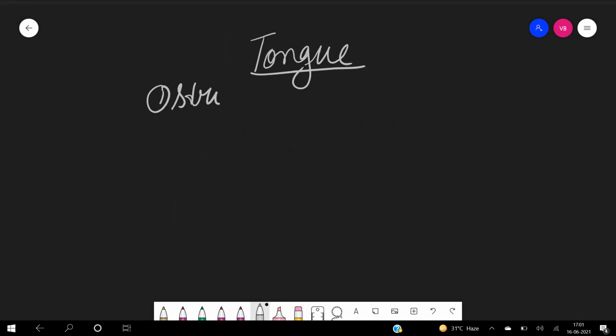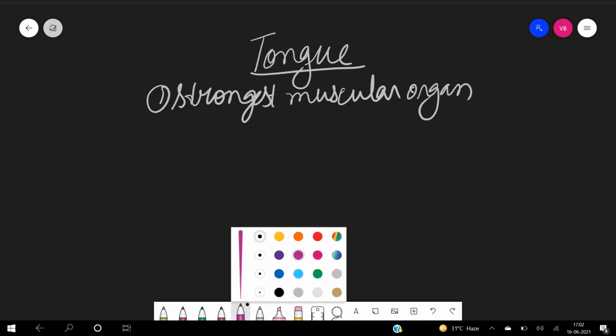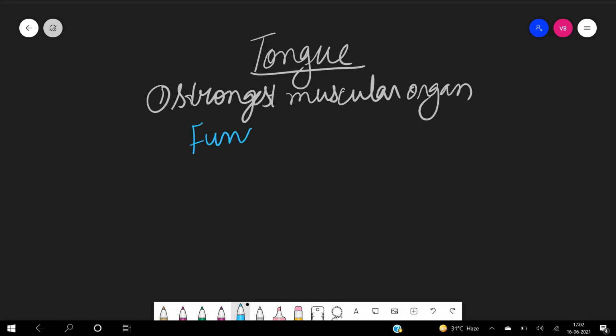Okay, now let us come to the next organ which is present inside the mouth or buccal cavity, that is the tongue. It is the strongest muscular organ which is present inside the mouth. What is its function? Its function is very interesting. First of all, it helps in talking. You can understand my speech.